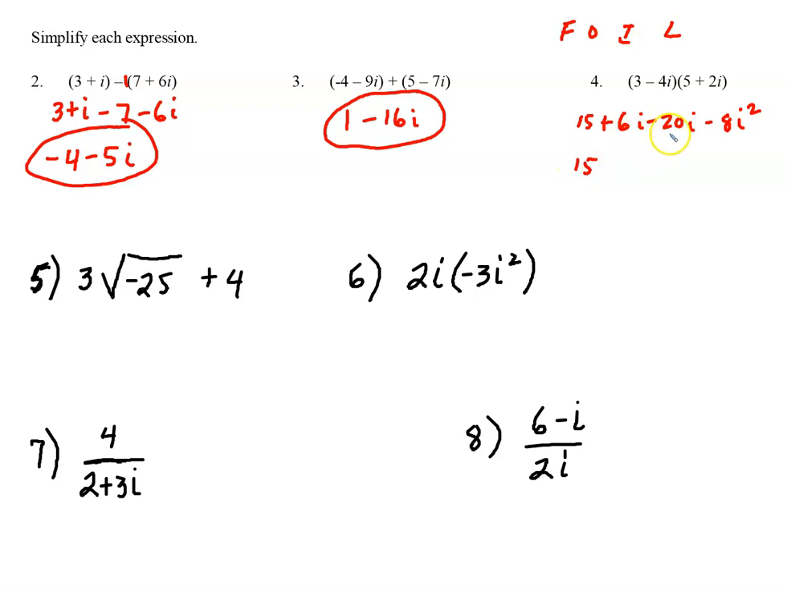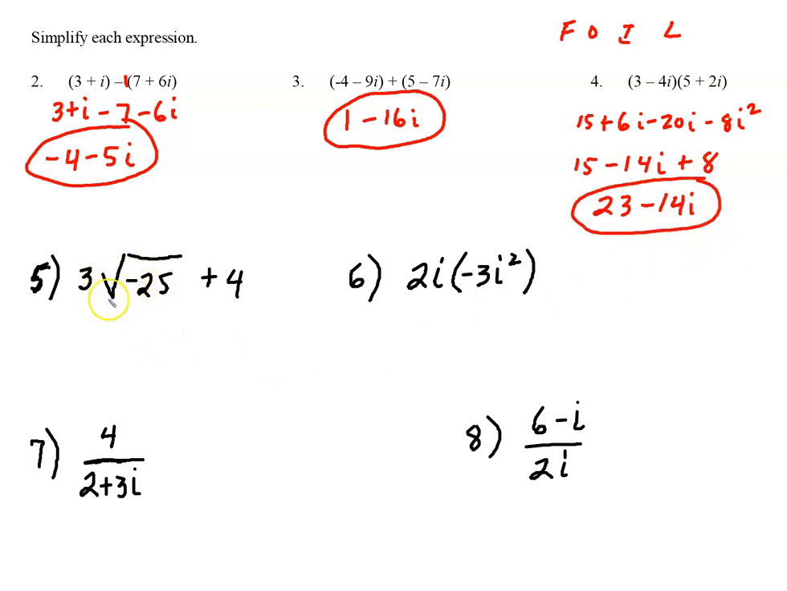So when I combine these i terms, 6i minus 20i is -14i. And then when I take care of replacing i squared with -1, it makes this -8 times -1, which makes it plus 8. And now combining the numbers 15 and 8, I get 23 minus 14i. So that's my answer for number 4.